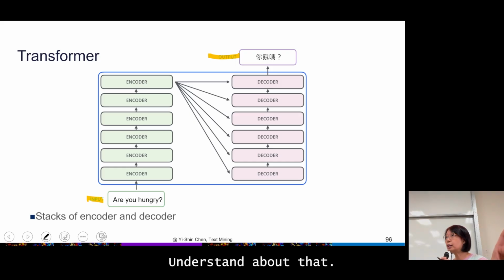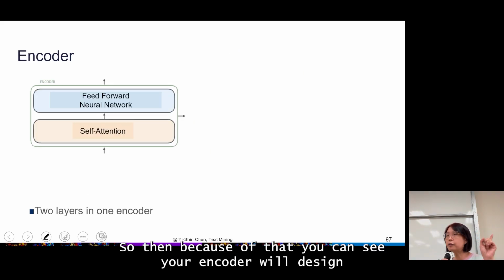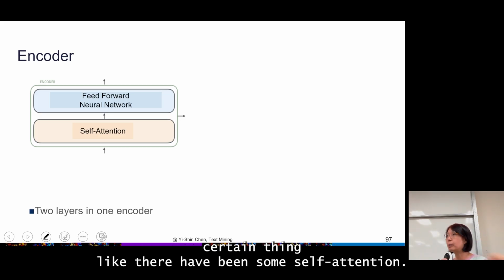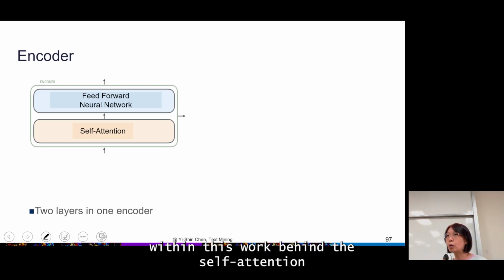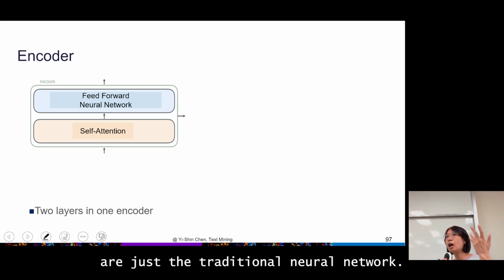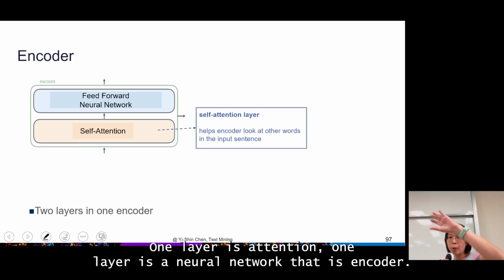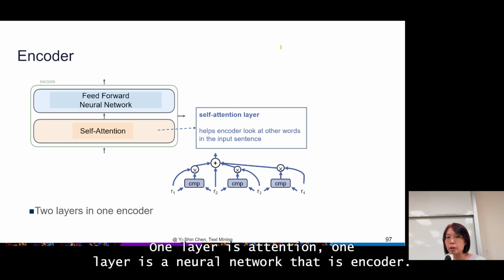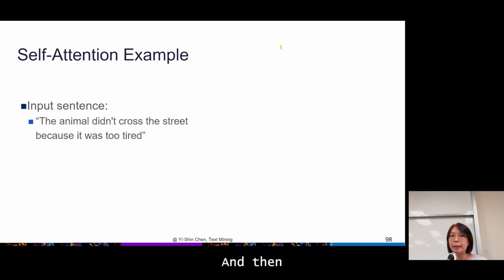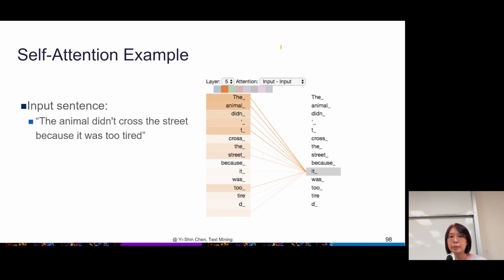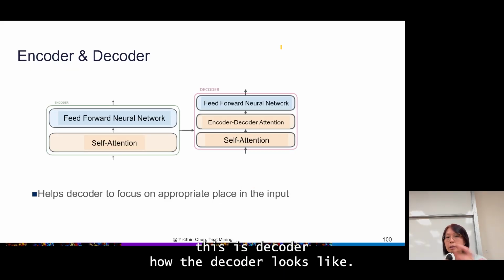Right? Understand about that? So because of that, you can see your encoder is designed with certain things like having some self-attention within these words. Behind the self-attention is just a traditional neural network. So they have different layers. One layer is attention, one layer is a neural network, that is the encoder. Okay. And then this is the decoder. How does the decoder look?